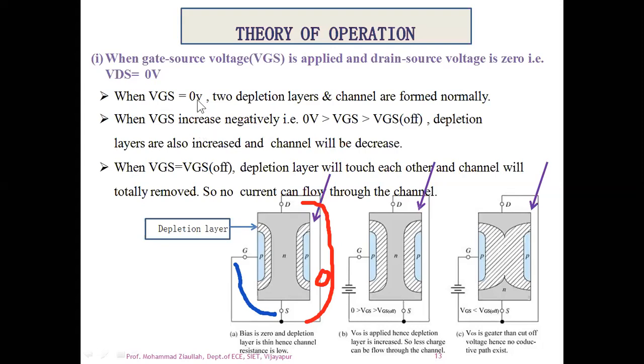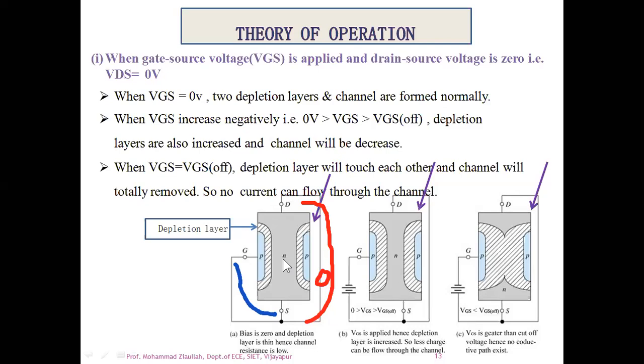If you apply VGS as 0, the two depletion layers and the channel are formed normally. You can see this is the P material, this is my channel, and this is one more P material. These two P regions act as the gate regions, and the N represents my channel. So when you apply 0 voltage, the two depletion layers and the channel are formed, and they are normal, in the sense that there will not be any change in the size and shape of the channel and the depletion region.